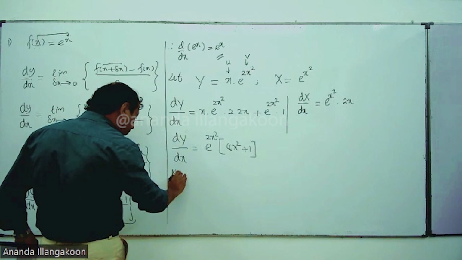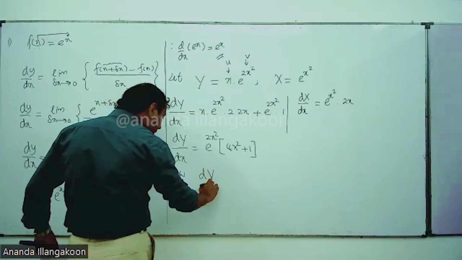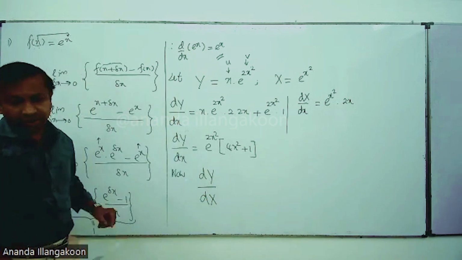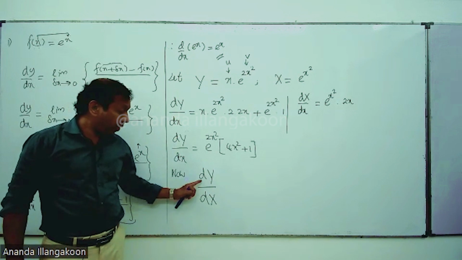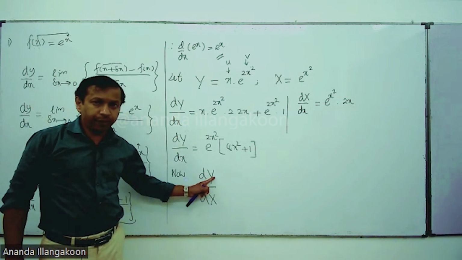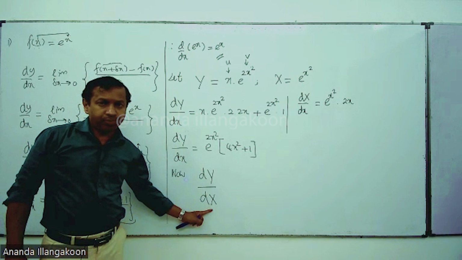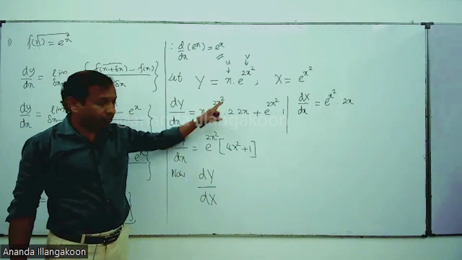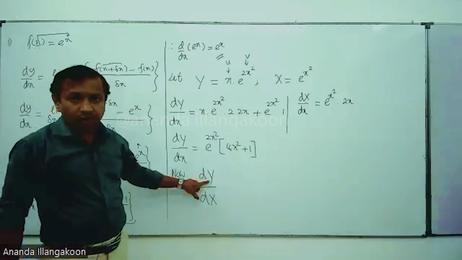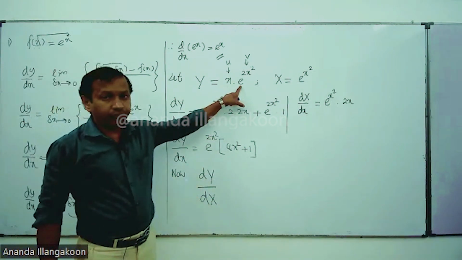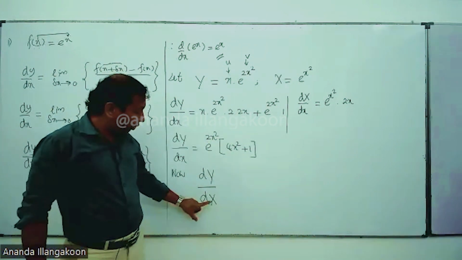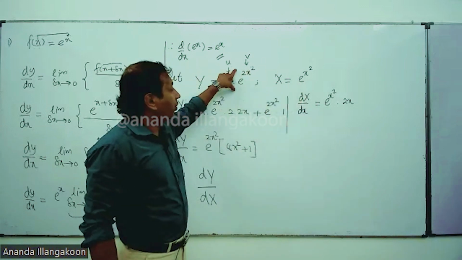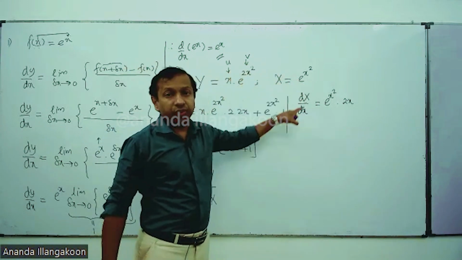Now, people, I'm going to write dY upon dX. What is this? How do we read this derivative, people? Derivative of capital Y with respect to capital X. What is capital Y? This. Therefore, this one I can read again how? Derivative of this relative to derivative of this. That means derivative of this function relative to this we get by this.